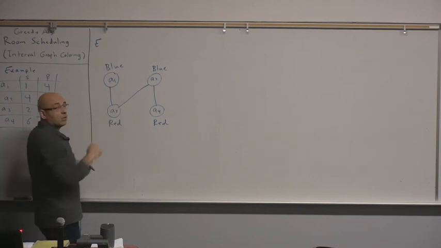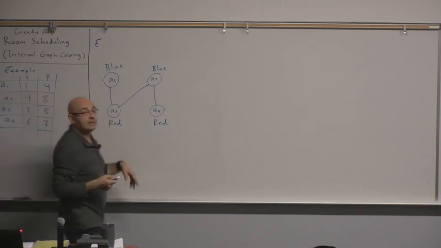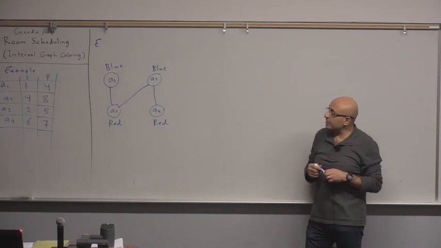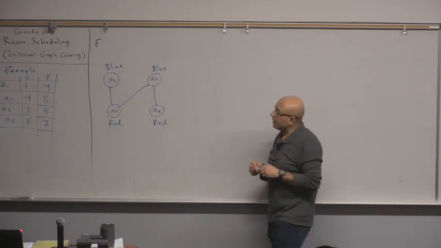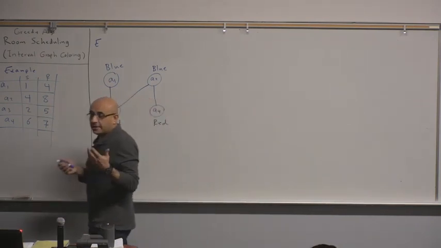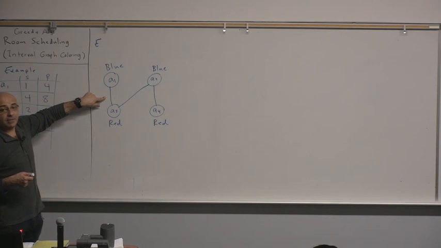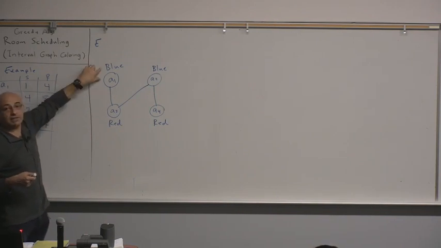So here I managed to color this using 2 colors, which means in fact that I can schedule these activities using 2 rooms, because each color corresponds to a room, right? So the idea here is that if 2 activities conflict, they cannot be in the same room, which corresponds to they cannot have the same color.